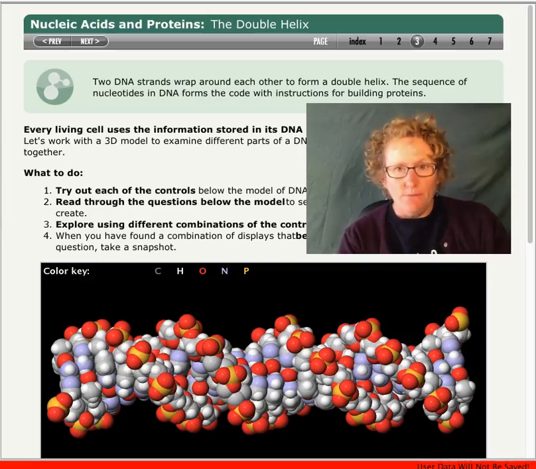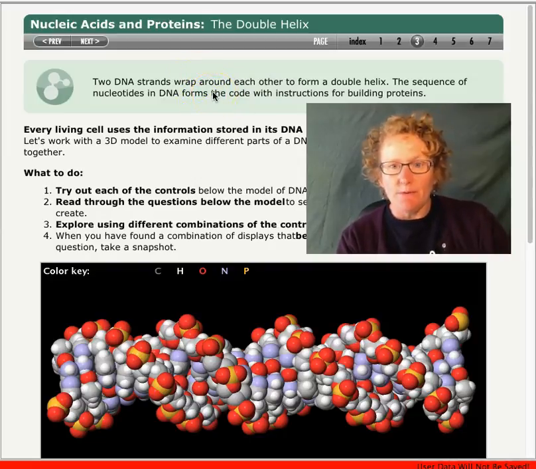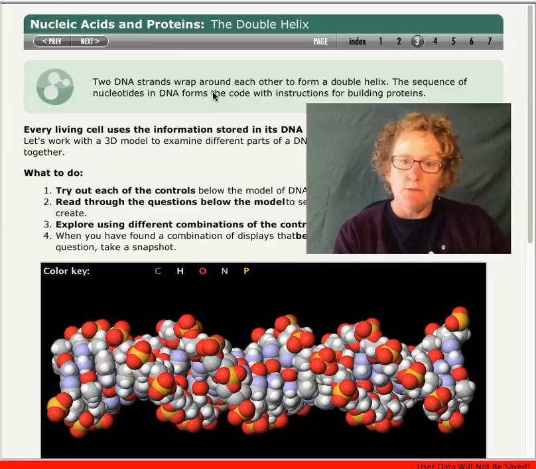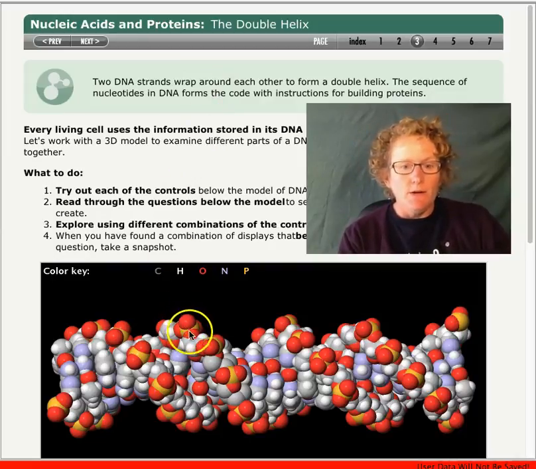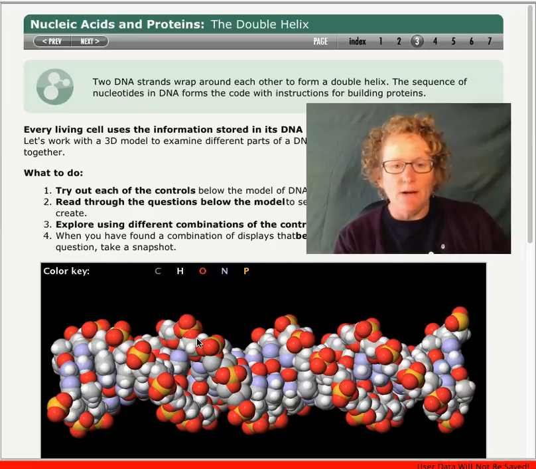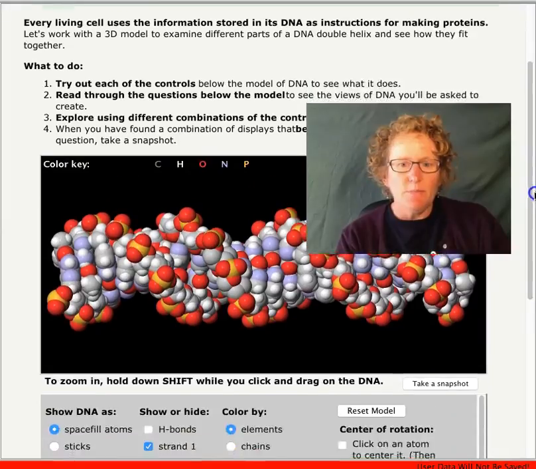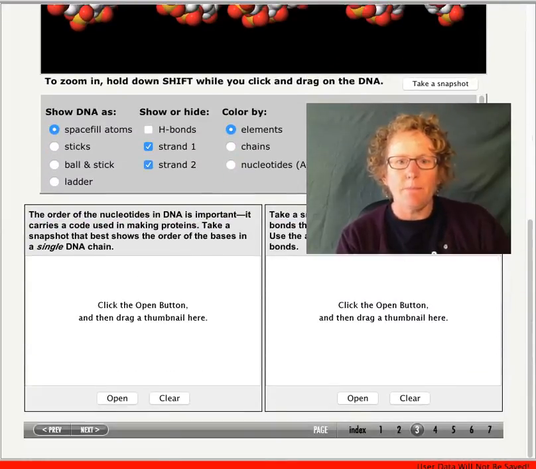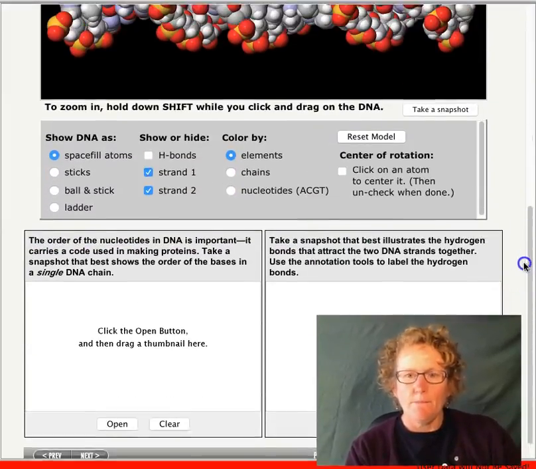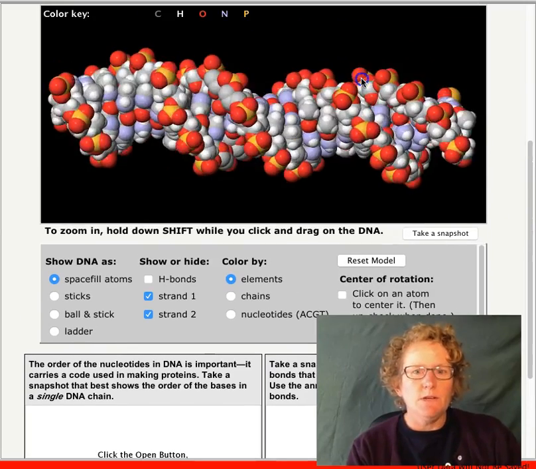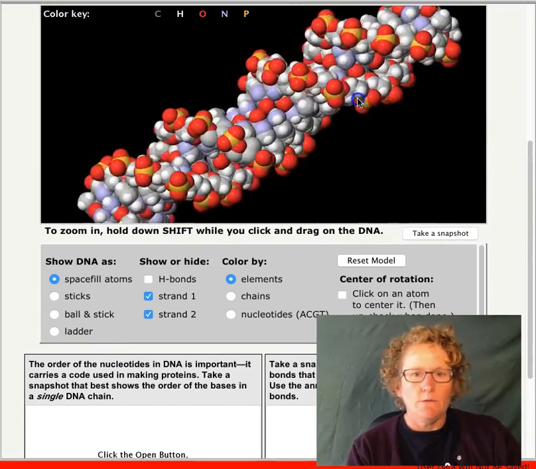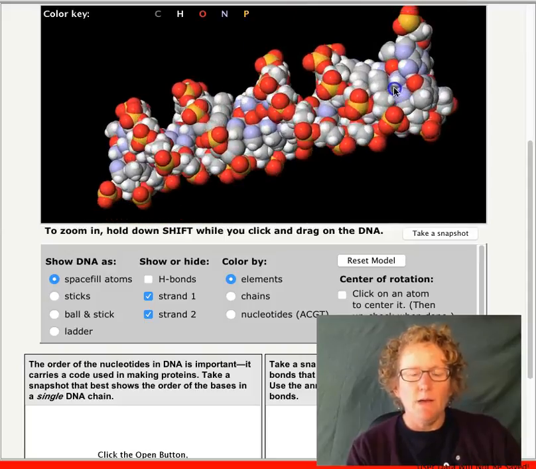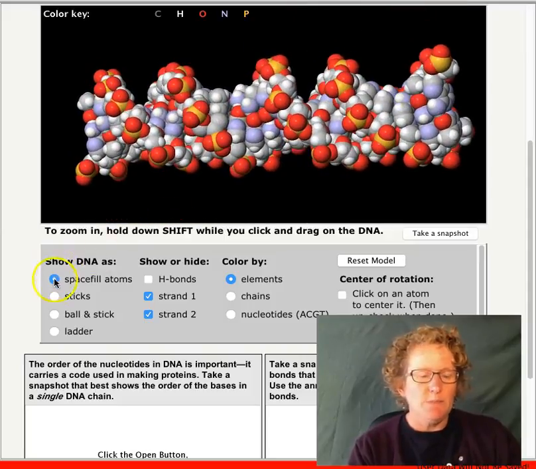So for question 3, you can read all about how 2 DNA strands wrap around each other to form a double helix, like a twisted ladder. And here we're going to basically mess around with the different controls until we find something that lets us see those hydrogen bonds in the middle of the molecule. So here's our DNA molecule. We can twirl it around here, and we can't see hydrogen bonds yet because we're in space filling.